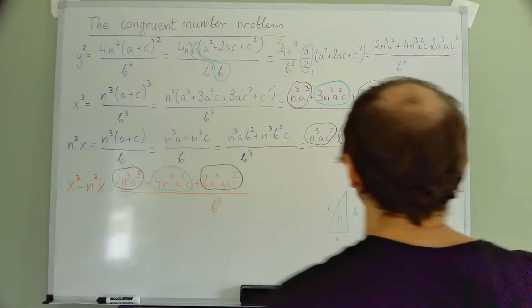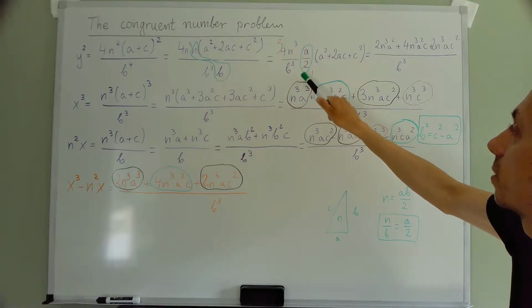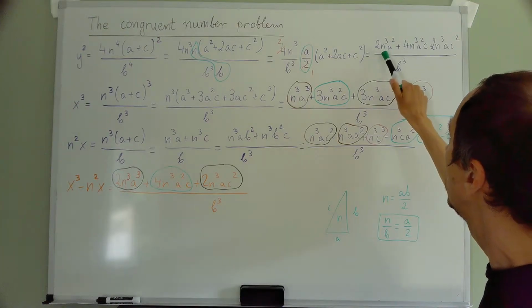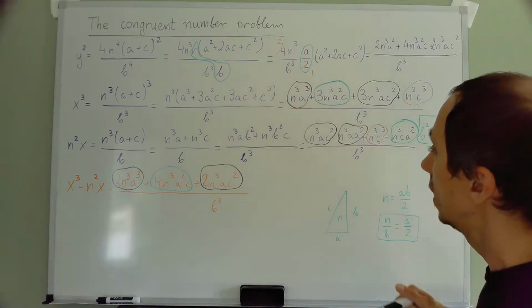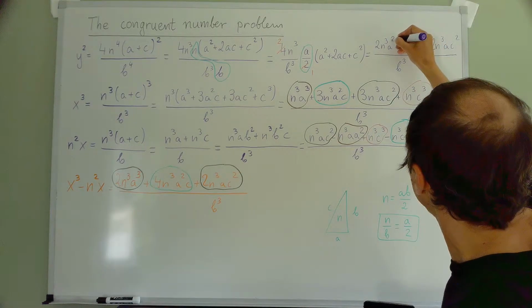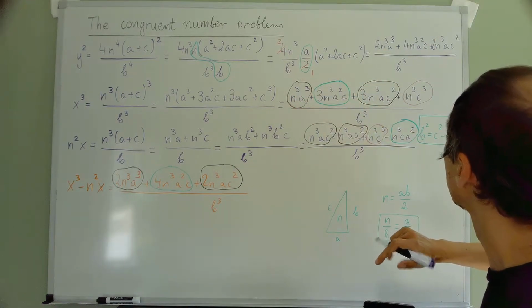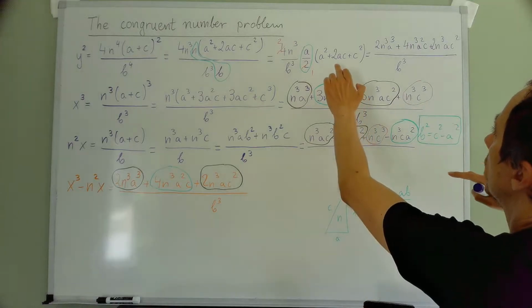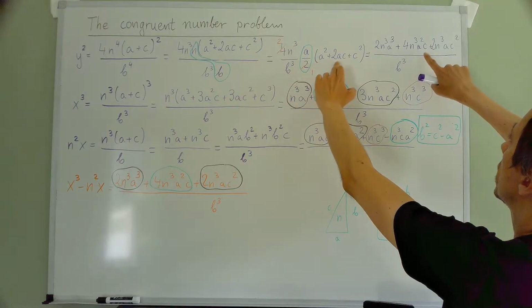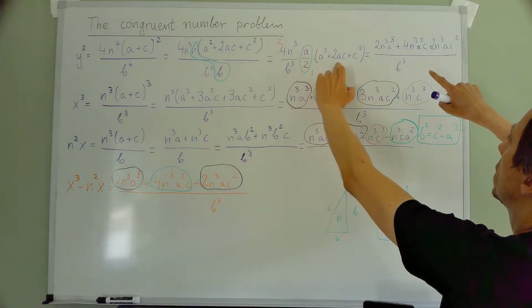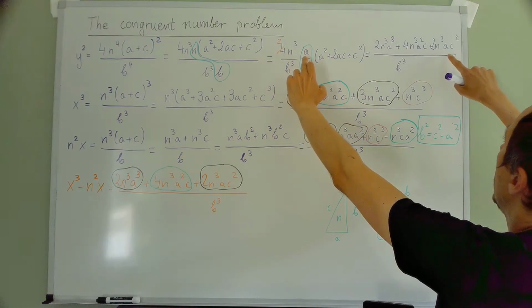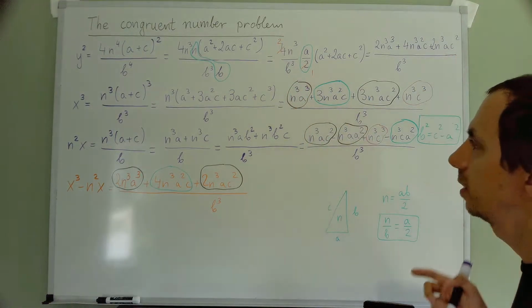Okay, if we do then a little simplification here, it just seems that the 4 and the 2 cancel, so you just get 2 here. And then we multiply everything out, and we get 2n cubed a cubed, because that's the a times a squared. Then this 2 times that 2 gives us 4n cubed a squared c. The a squared comes from this a and this a, c. And finally this term times that gives you 2n cubed a c squared. So everything is divided by b cubed.